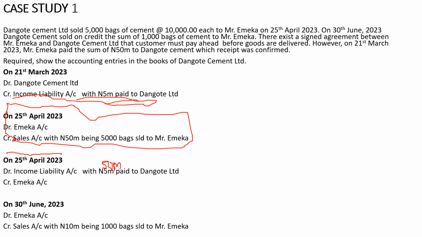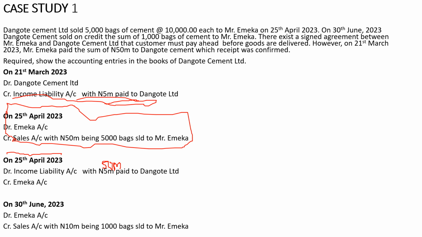So that when management sees it, because you're just going to shoot your money up, they'll be like, why do we have this much sales in the account when we did not sell? What did we sell? So that management can know that, okay, we have 50 million naira in the account that is not our own yet because we have not supplied the items to the customer. Now, by 25th, when the items are supplied to Mr. Emeka, because it is already in income liability, you need to reverse the entry, right?